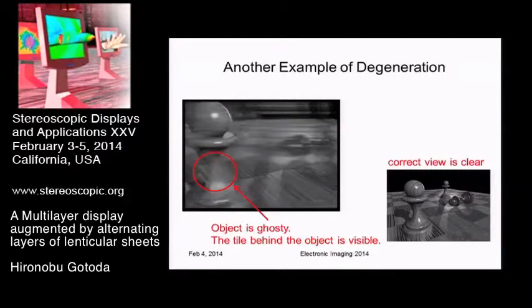Here's another example of peculiar phenomena where the correct view and generated view are quite different. In this example, this is a chessboard with pawns. In the generated views, the pawns are very transparent or ghostly. The background chessboard is visible through these pawns, which is not very good.